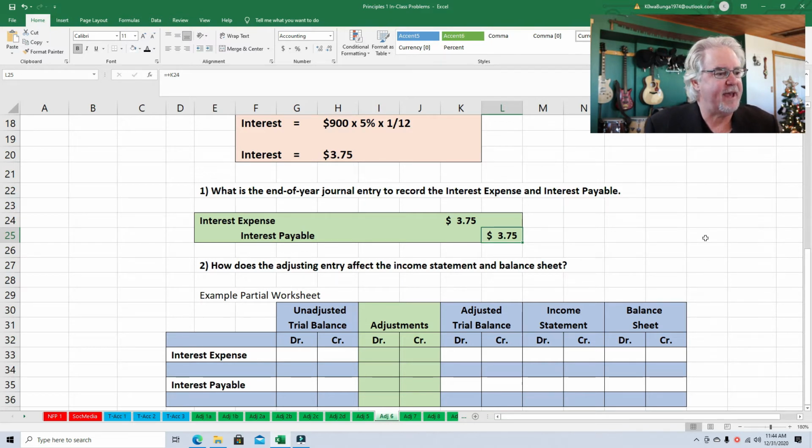So here's what's happening, folks. Interest expense here, well, the company already has $20 of interest expense. Now that $20 does not include the $3.75 up above, all right?